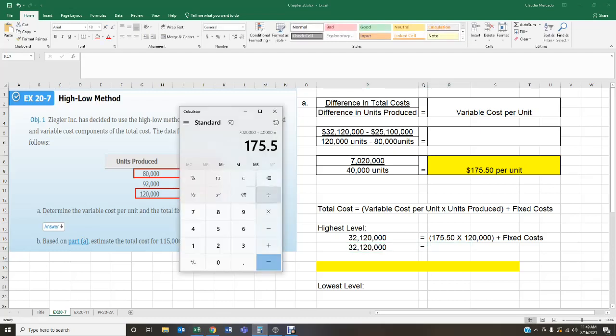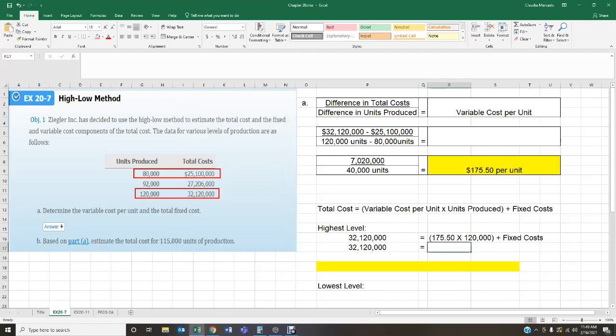Now let's get the calculator out. It's 175.50 times 120,000. That gives me 21,060,000, plus my fixed costs. So now what I'm going to do here is isolate my fixed cost. I want to leave it by itself. So what I'm going to do is get my 32,120,000 minus, I'm going to move the 21,060,000 from the right to the left hand side. So I'm going to subtract.